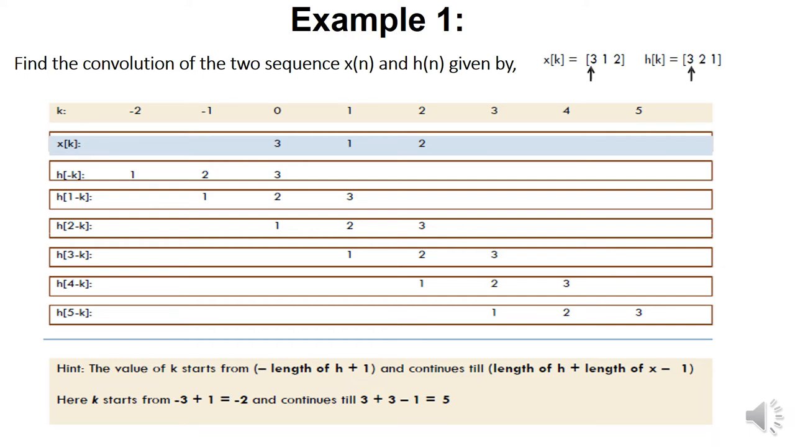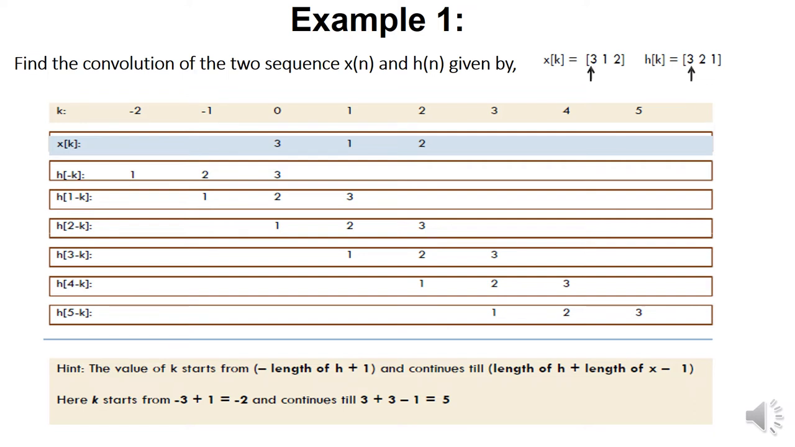So we'll take a look at the convolution. From our last lecture, you may remember how we have done convolution using graphs, right? But here I will show you how to do it using a table. In this example, xn is the input, hn is the impulse response.